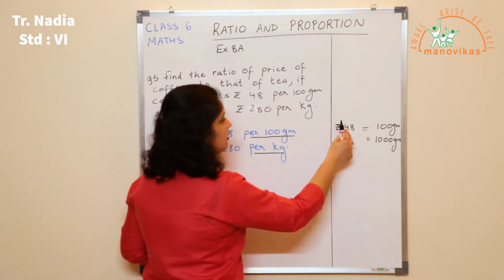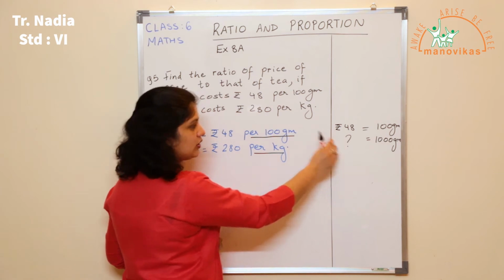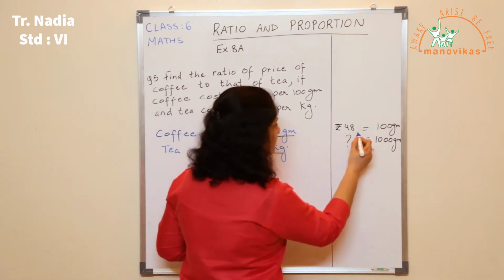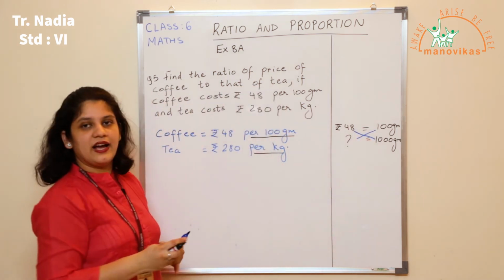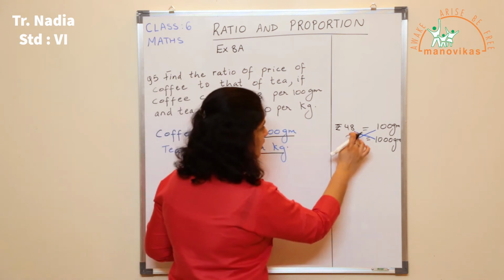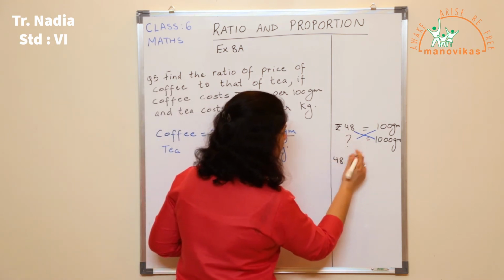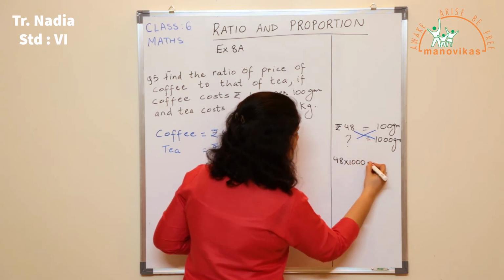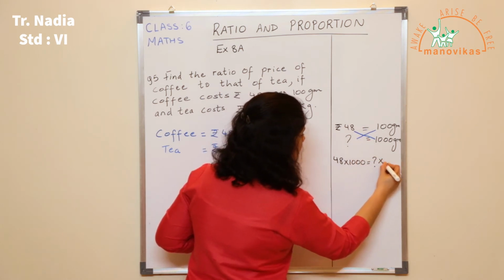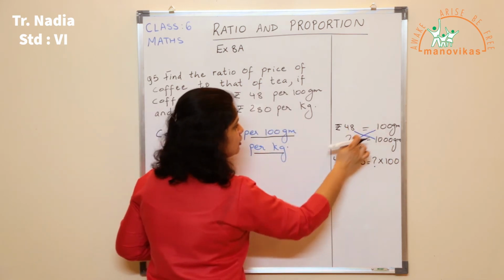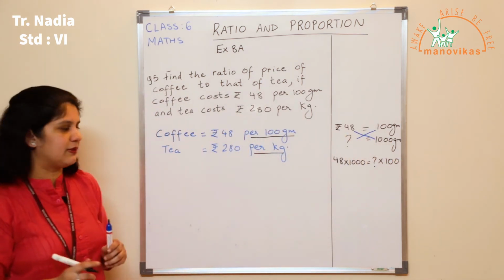Now when you know 3 quantities and the 4th quantity is unknown, you all can use this method of cross multiplying. Okay, now we have to find the cost of this unknown quantity here. So we will do cross multiply. So 48 multiplied by 1000 is equal to the unknown quantity multiplied by 100. Okay, these two are multiplied and these two are multiplied. This is called cross multiplication.